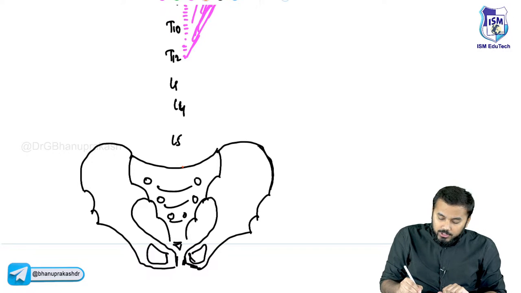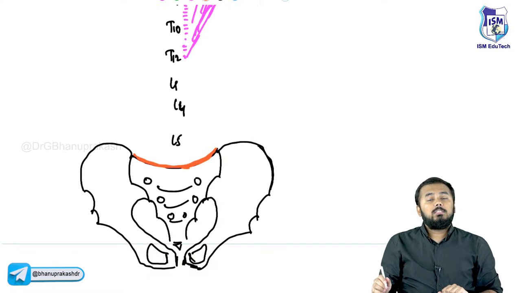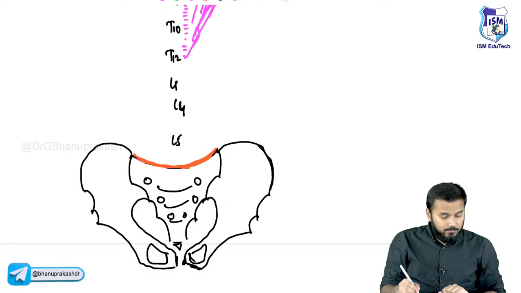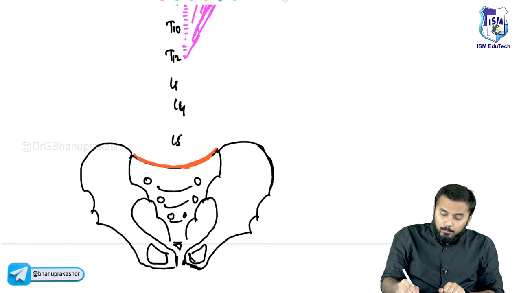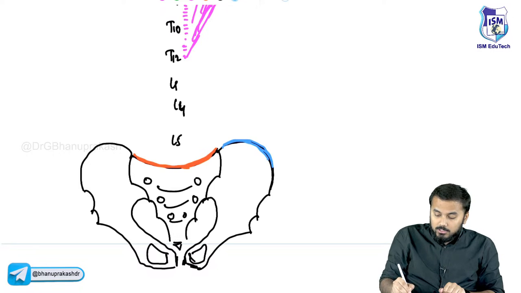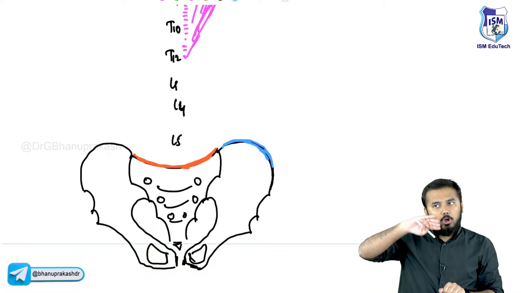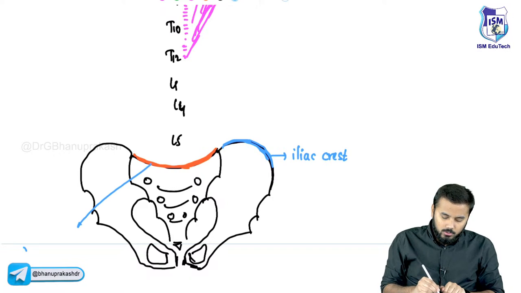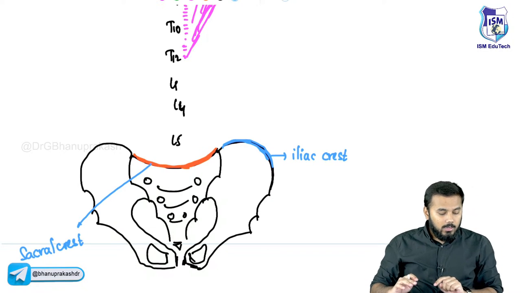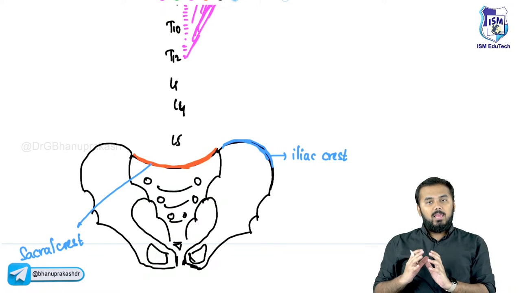Now, this part which I am showing you right now, this entire part, this is called what? Very good. So this is called the sacral crest. And next, this blue colored thing which I'm drawing here, this is called the iliac crest. The top portion is always called a crest. So this one is the iliac crest, and this portion is the sacral crest. And this entire bone here, Jainam, is your pelvic bone.